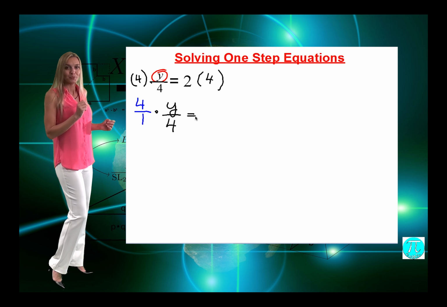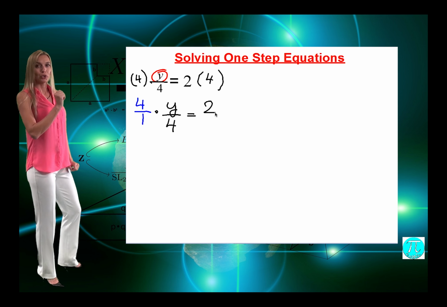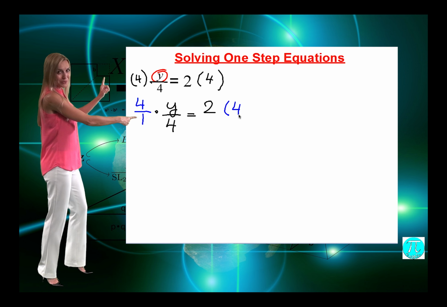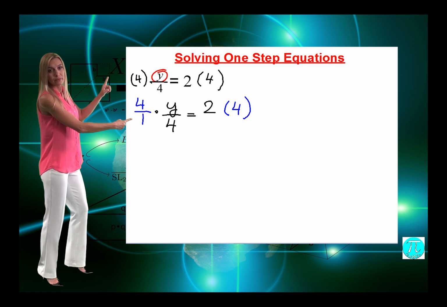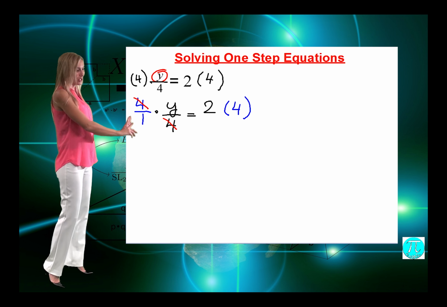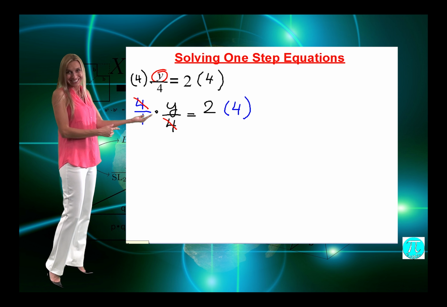Now, what do we do? The 4 can cancel out with the other 4, right? 4 divided by 4 is 1, correct? So we're left with the 1y, which equals 8.